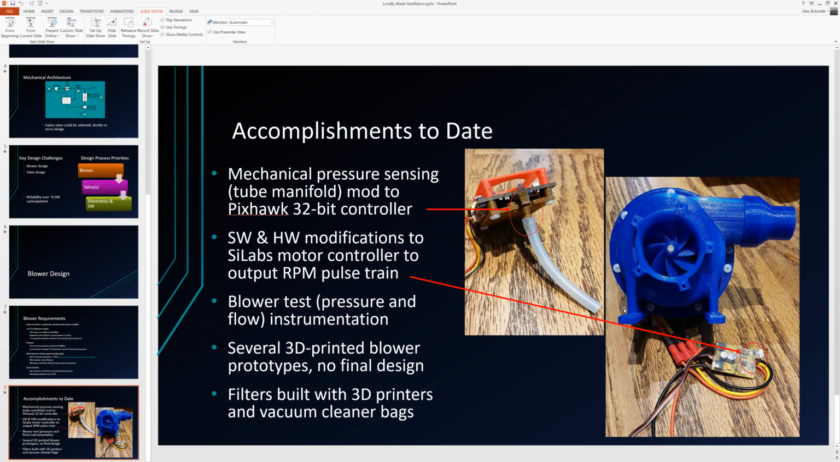Filters can easily be built with 3D printers and vacuum cleaner bags. I've actually done some of those for masks, some of the N100 masks or P100 masks that I have. So this is where I am. I would love to collaborate with others. I certainly don't think on my own I'm going to come up with a complete ventilator design, but would love to contribute to some module, contribute designs, or perhaps just build and integrate. That's all I have in my presentation. I'm happy to take questions.